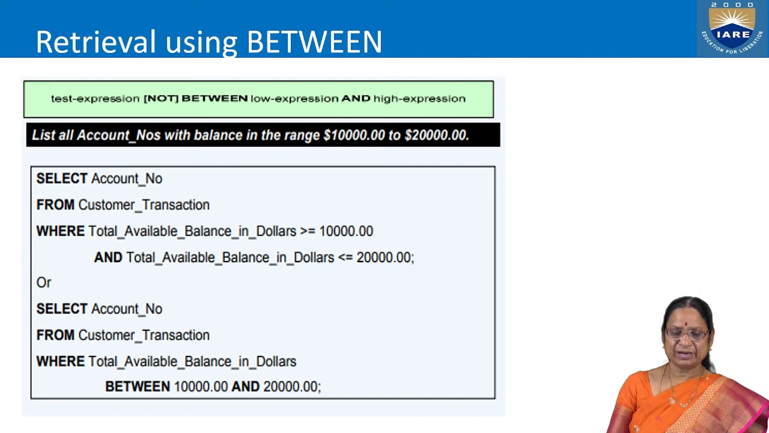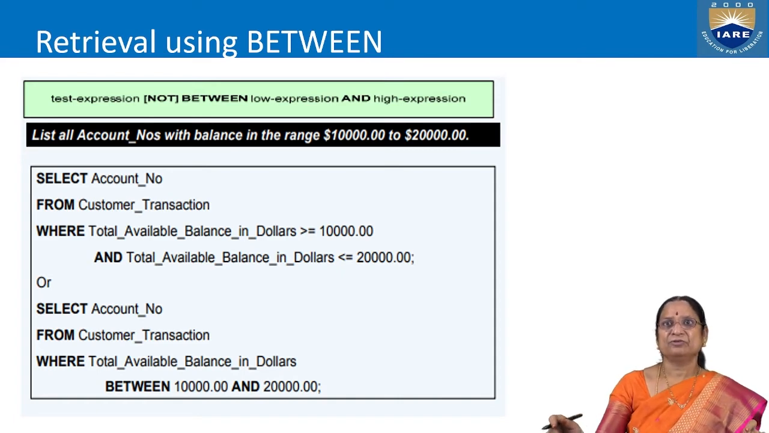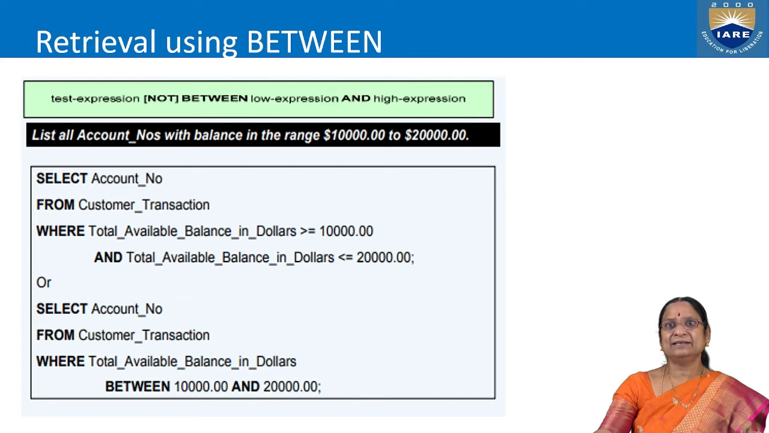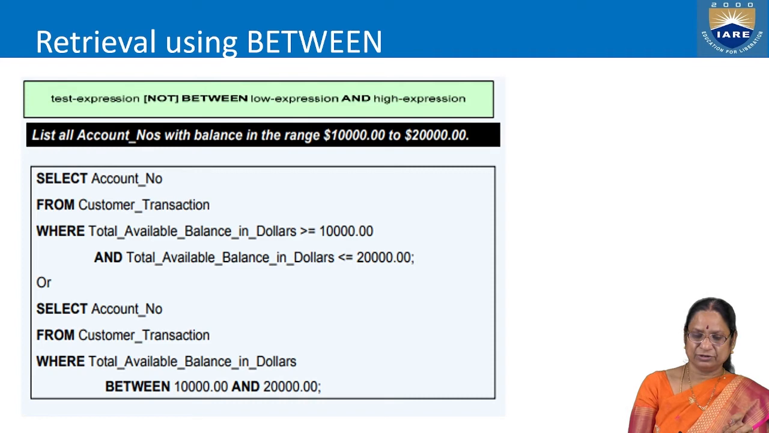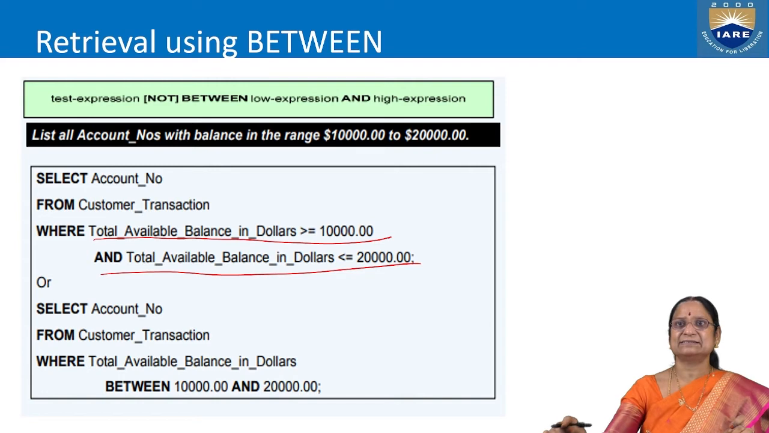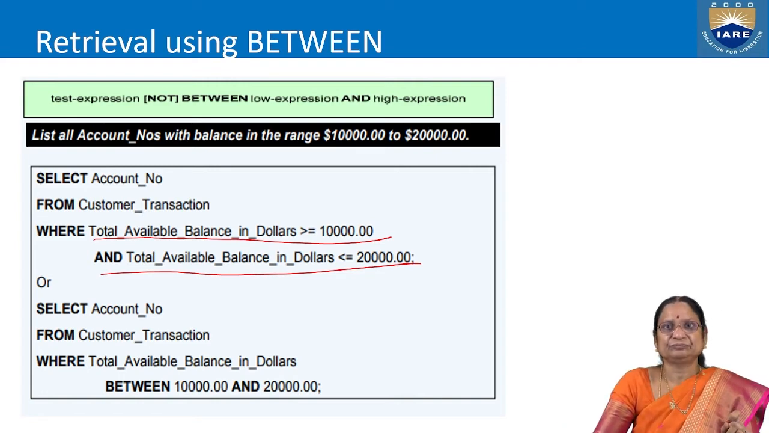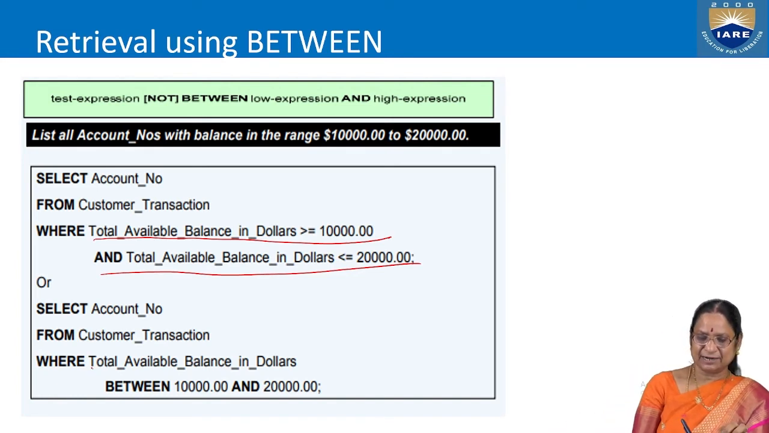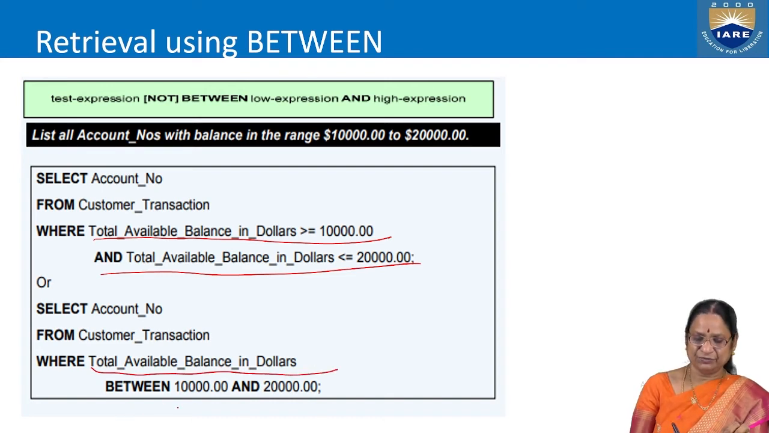Then, for example, list all account numbers with the balance in the range 10,000 to 20,000. I can write this condition in two ways. Where the balance is greater than 10,000 and the balance is less than 20,000. First one: you observe total available balance is greater than or equal to 10,000, and total available balance is less than or equal to 20,000, that is within the range. Or I can write the BETWEEN operator also. How to write the BETWEEN operator? We write the test expression, that is the attribute name here in this example, BETWEEN, and we give values 10,000 and 20,000.